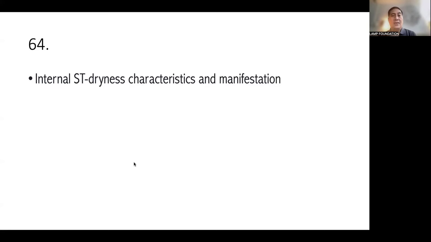Next. So let's talk about the internal stomach dryness, characteristics and manifestations.